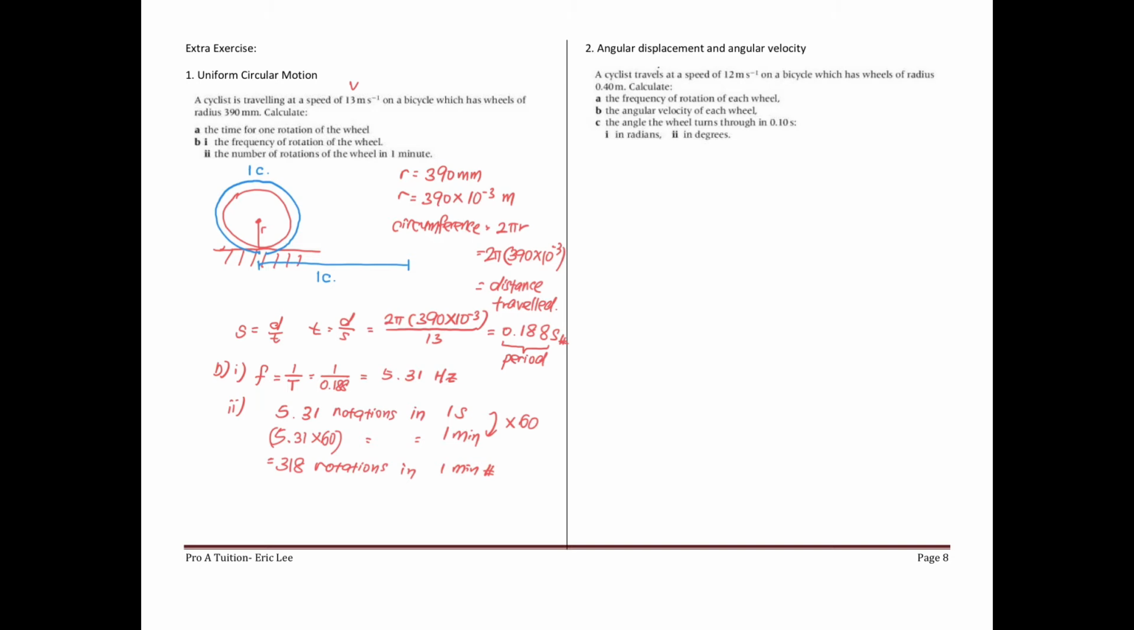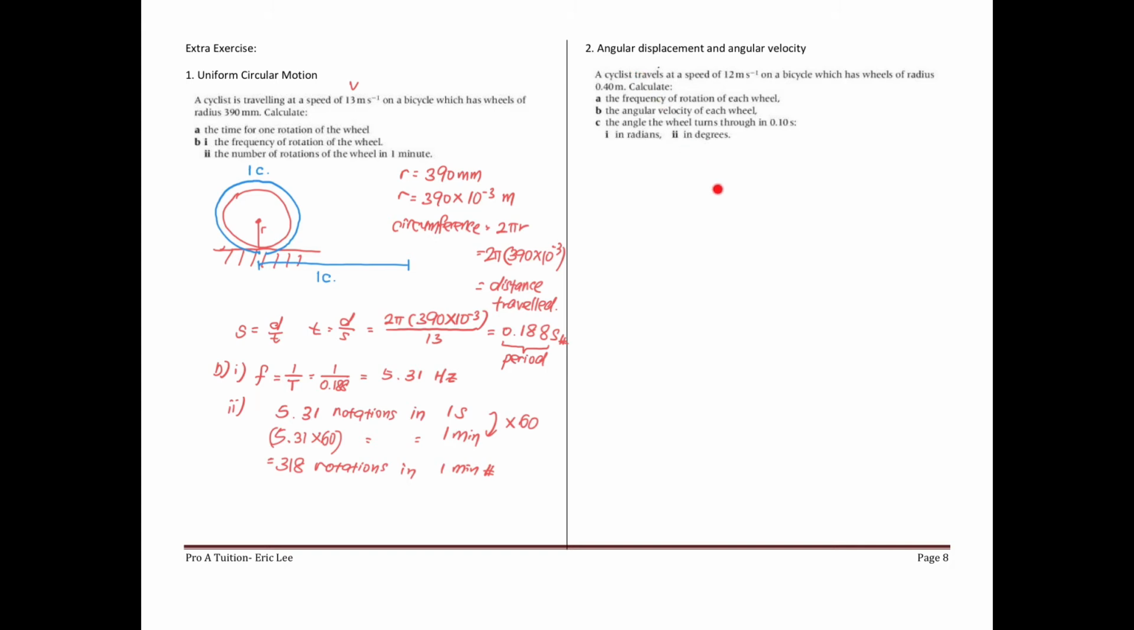So let us look at the next question. A cyclist traveled at a speed of 12 meters per second on a bicycle which has wheels of radius 0.40 meter.